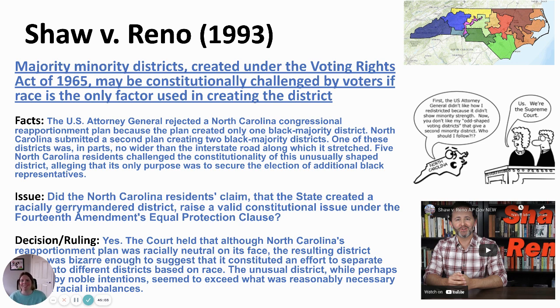So the issue was, did the North Carolina residents claim that the state created a racially gerrymandered district? Did it raise a valid constitutional issue under the 14th Amendment's Equal Protection Clause? And the court said yes. The court held that although North Carolina's reapportionment plan was racially neutral on its face, the resulting district was bizarre enough to suggest that it constituted an effort to separate into districts based on race.